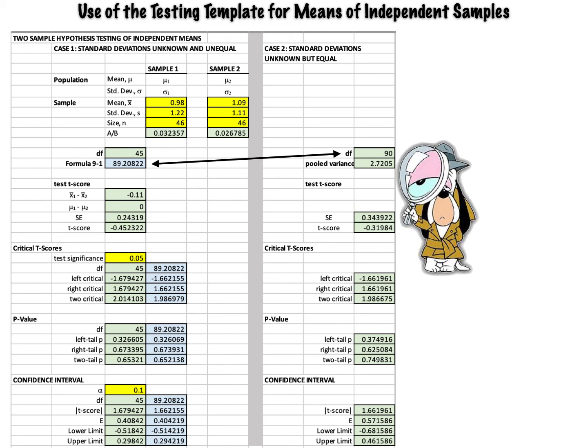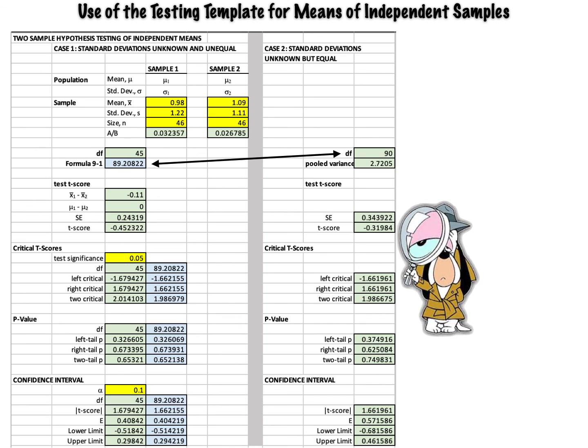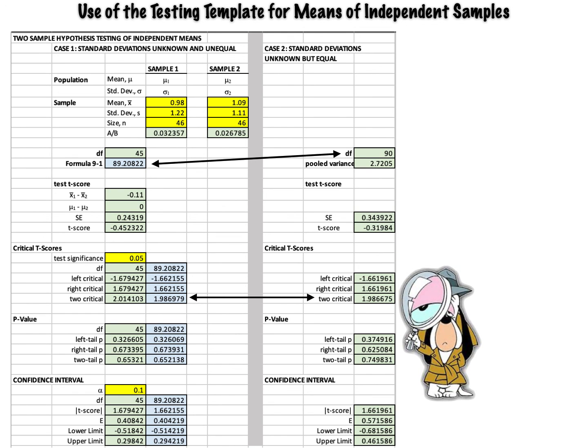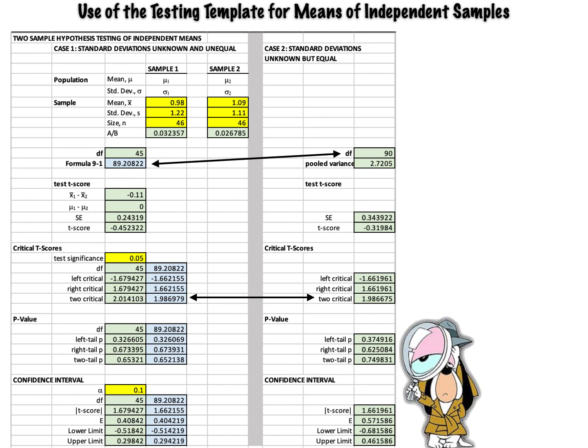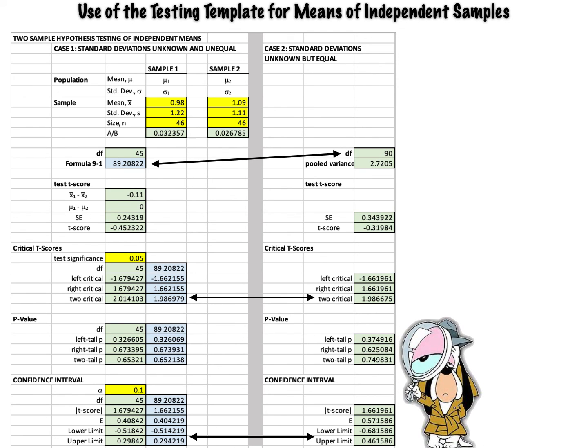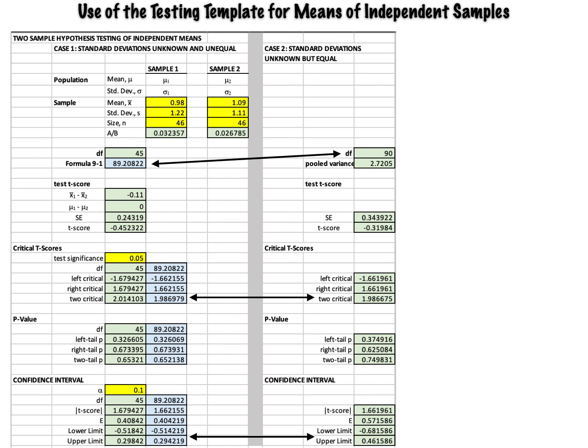The pooled variance is given to you here without having to calculate it yourself. A standard error from the pooled variance is calculated, as is the test statistic. Notice that the two-tailed critical scores are almost exactly the same as for case 1. The p-values are even higher here. Finally, notice that the 90% confidence interval is even wider than for case 1, still including the value 0. Therefore, our testing conclusions remain the same.